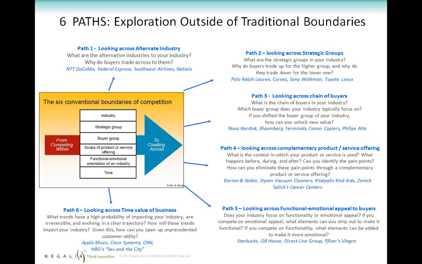The last path is about looking across time. Here, the key questions to be asked are what trends have a high probability of impacting your industry? Are these trends irreversible? Are they evolving on a clear trajectory? How is this trend going to impact your industry tomorrow? Given this, how can unprecedented customer utility be unlocked? Companies like Apple, HBO, and CNN followed this path.